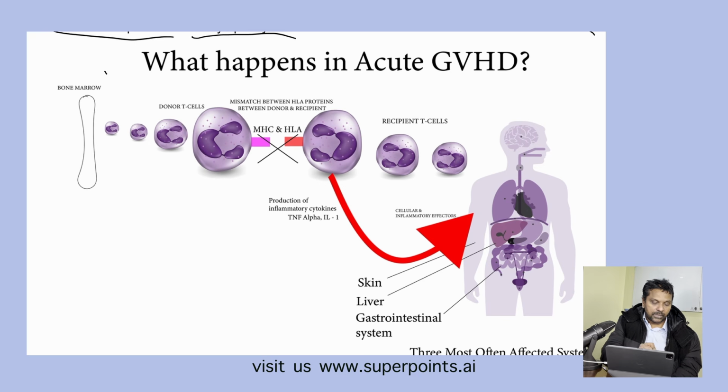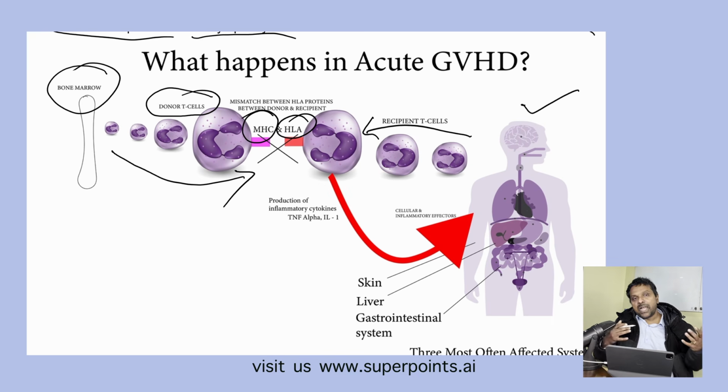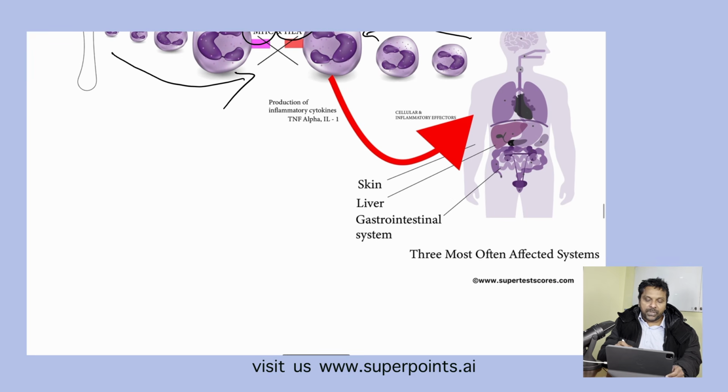Let's give this bone marrow, then you have donor T cells, and here is the recipient. Recipient T cells are coming from the other side, and donor T cells are coming from this side, and there is a mismatch between HLA proteins between donor and recipient. So the MHC here and HLA here, they are not matching. All right, so what happens? There is production of inflammatory cytokines, right? Tumor necrosis factor alpha and interleukin 1, and they produce cellular and inflammatory effectors.